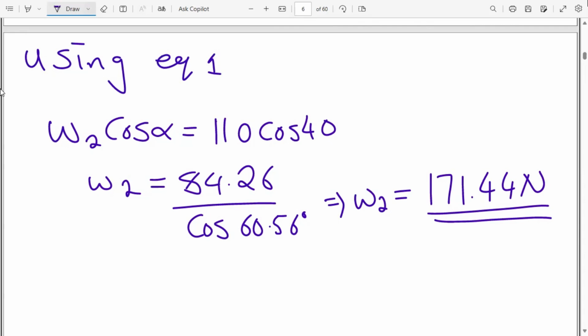So that is that, ladies and gentlemen. That is the last question, which is question 4. And W2 has a magnitude of 171.44 newtons.